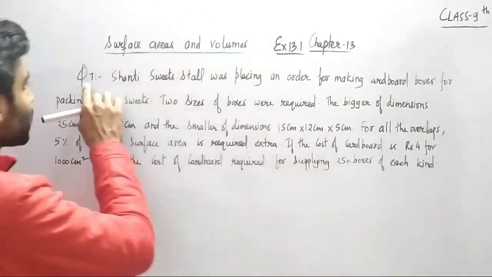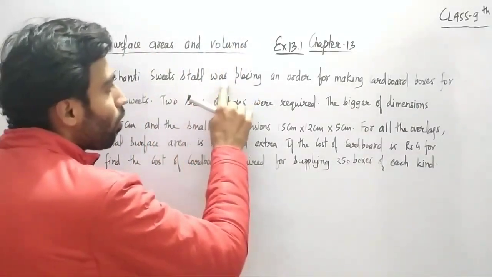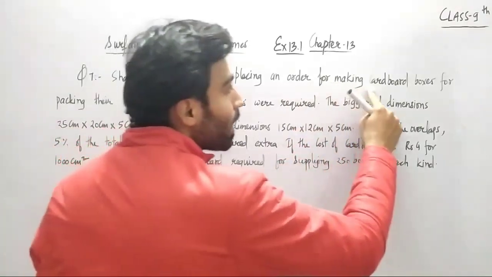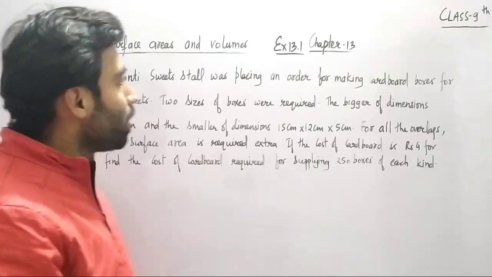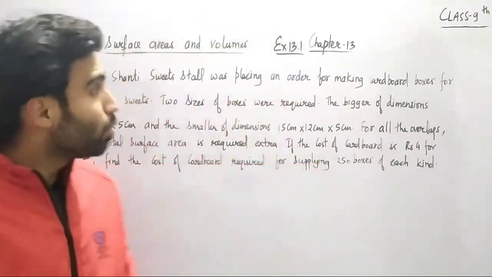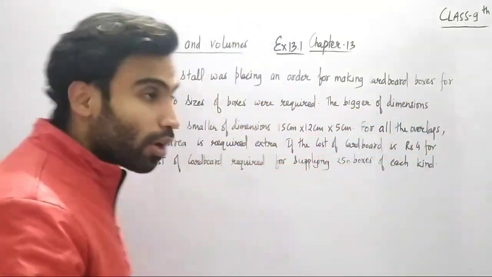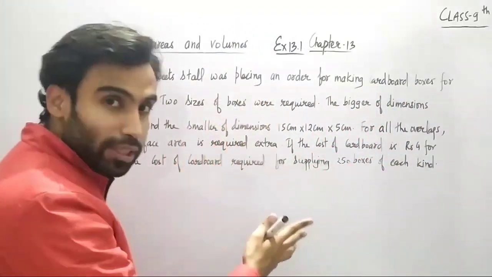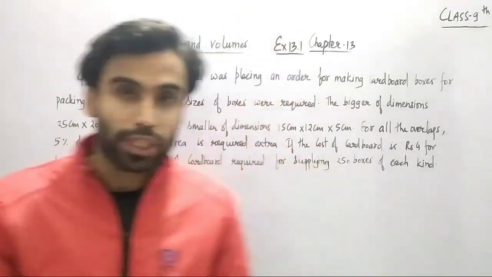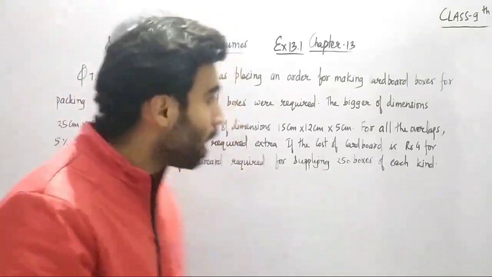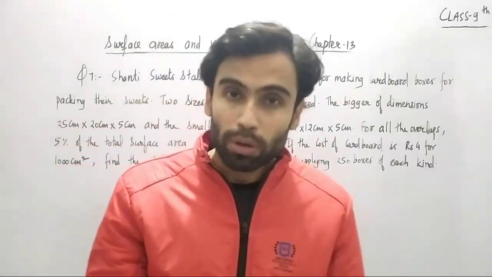So you can see question number 7 here is given to us as, you can see, Shanti Sweet Stall was placing an order for making cardboard boxes for packing their sweets. So यहाँ पे you can see एक Shanti Sweet Stall है जो कि order place कर रही है for making cardboard boxes, right? So cardboard box बनाने के order place कर रही है, you can see, for packing their sweets. So इनको क्या चाहिए? cardboard के box चाहिए so that they can pack their sweets. अब यहाँ पर आप देख सकते हैं 2 sizes of boxes were required. So 2 size के box required थे यहाँ पर.